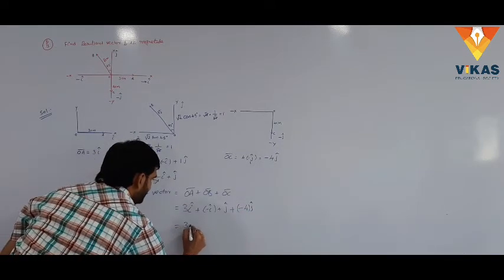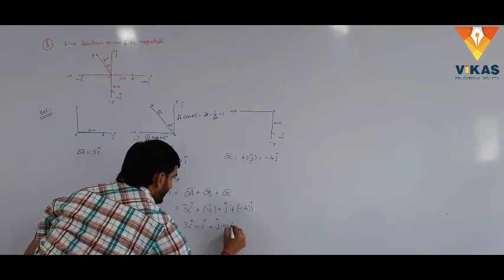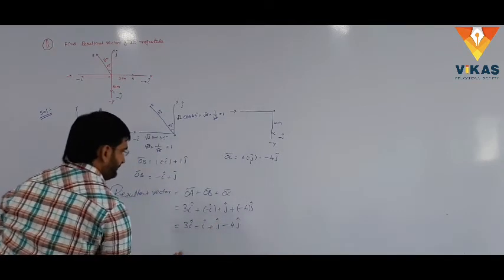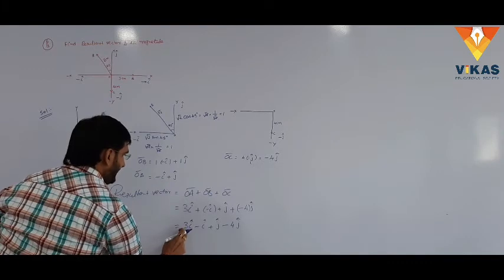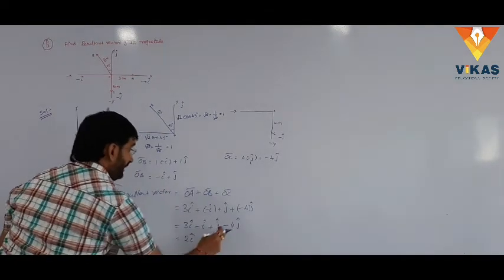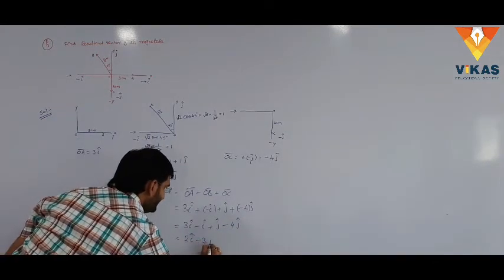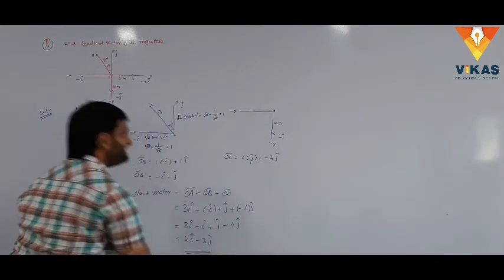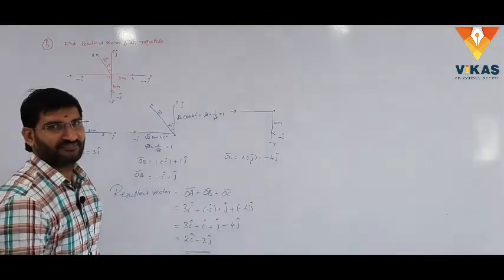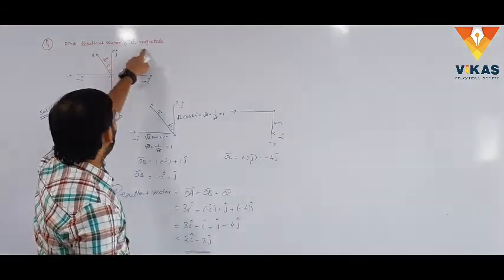Here 3 i cap minus i cap plus j cap minus 4j cap. 3 i cap minus i cap is 2 i cap. Minus 4j cap plus j cap is minus 3j cap. This is the resultant vector. Understood? The one more thing is, what is its magnitude?